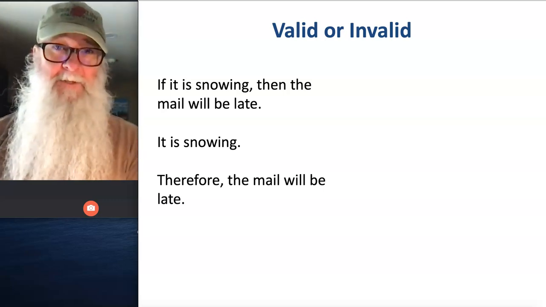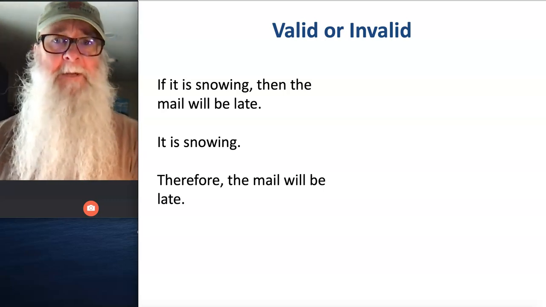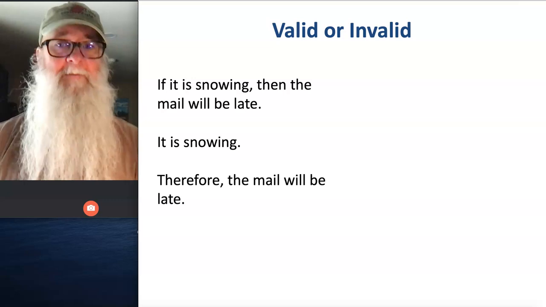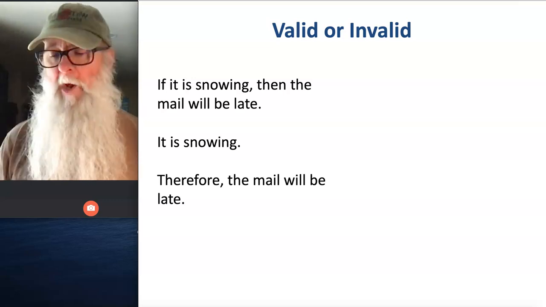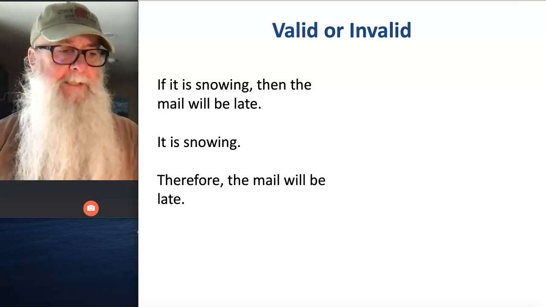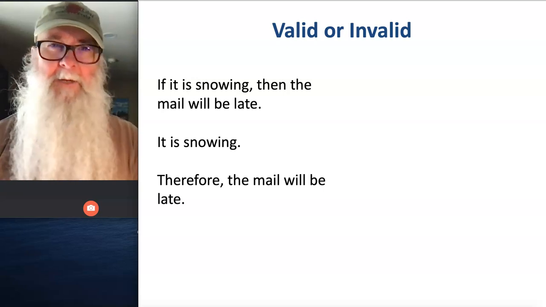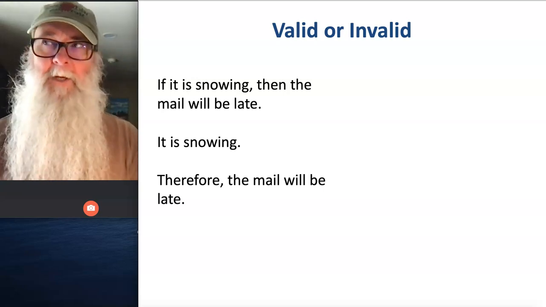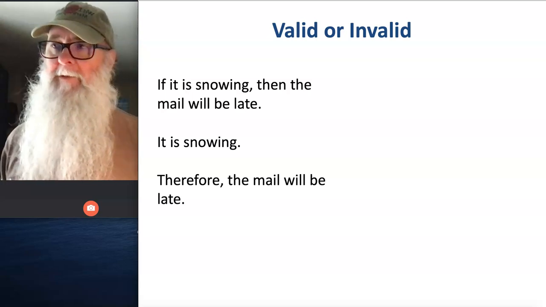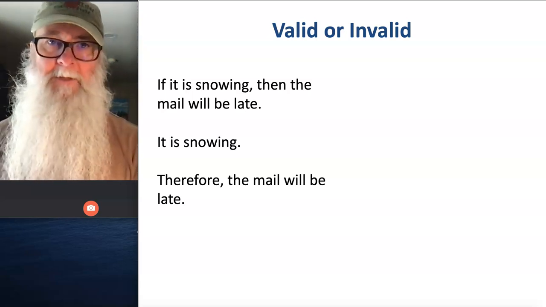All right, check out this argument. If it is snowing, then the mail will be late. It is snowing, therefore the mail will be late. What we want to know is this: if the premise statements are true, is there any way that conclusion statement could be false? Or is it impossible for the conclusion to be false when the premise statements are all true?